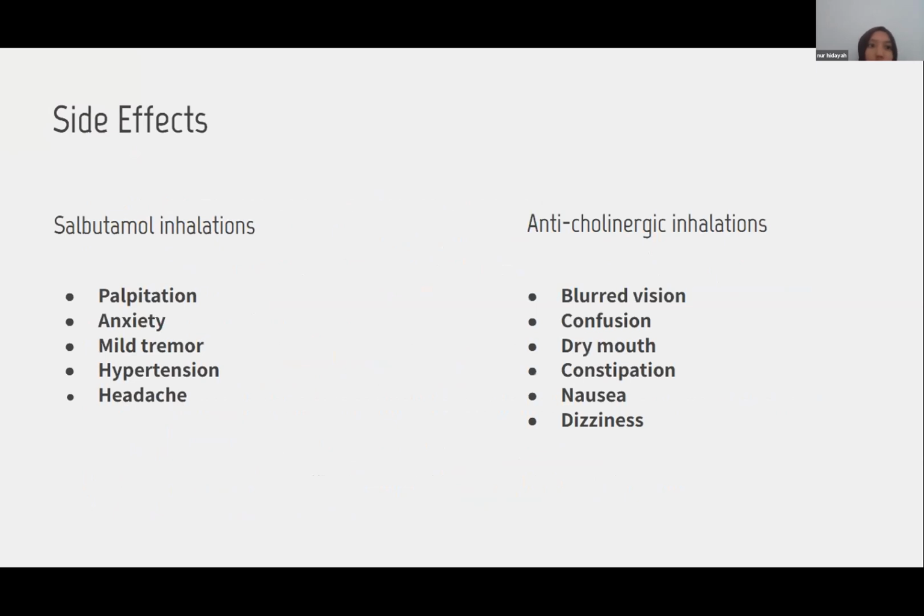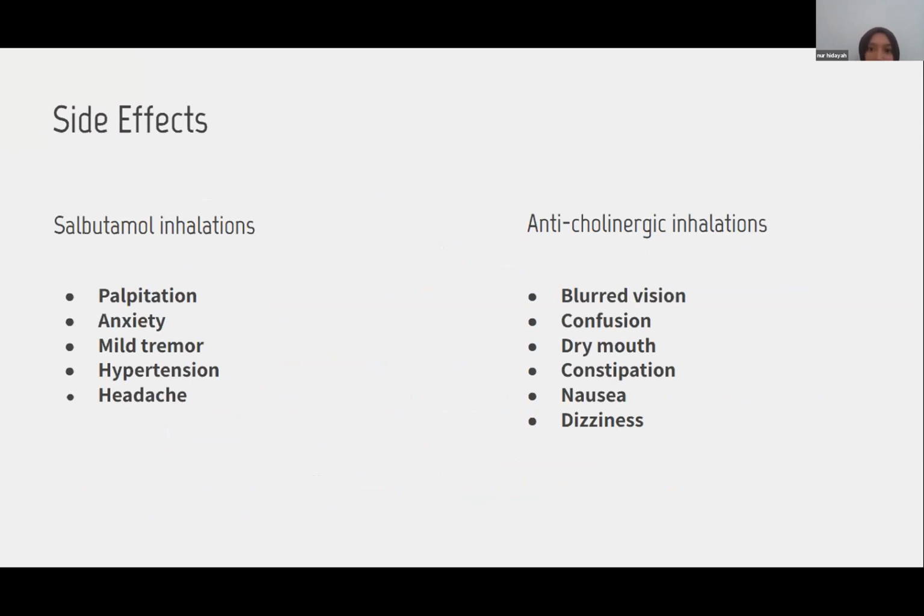So for the side effects, I will explain about the side effects of the drug itself. So first one is salbutamol inhalation. The patient may experience palpitation, anxiety, mild tremor, hypertension, and headache.